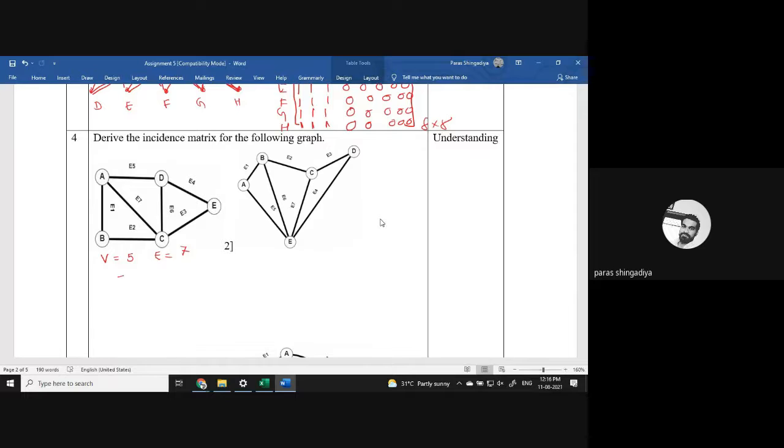So what will be the size of the matrix? The size of the matrix will be 5 by 7. Okay, 5 vertices is 5 rows and 7 columns as 7 edges. Okay, so here the vertex notations are A, B, C, D, E. Okay, these are the 5 rows and edges are 7. So it is E1, E2, E3, E4, E5, E6, and the last is E7. Okay.